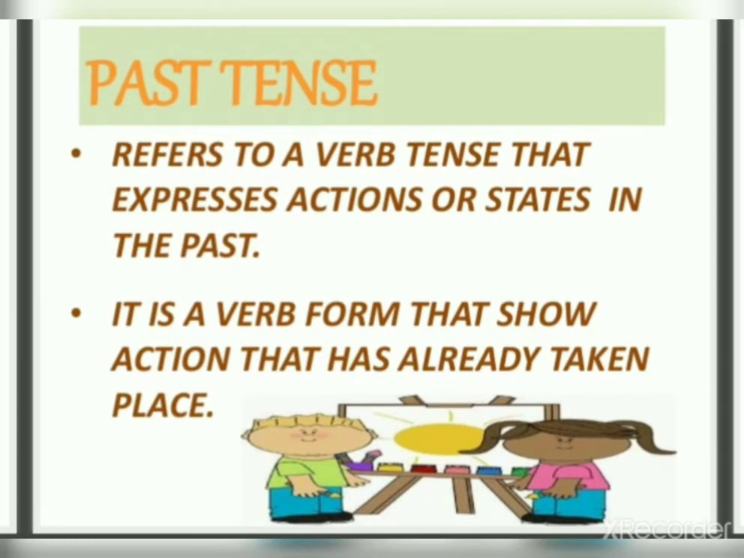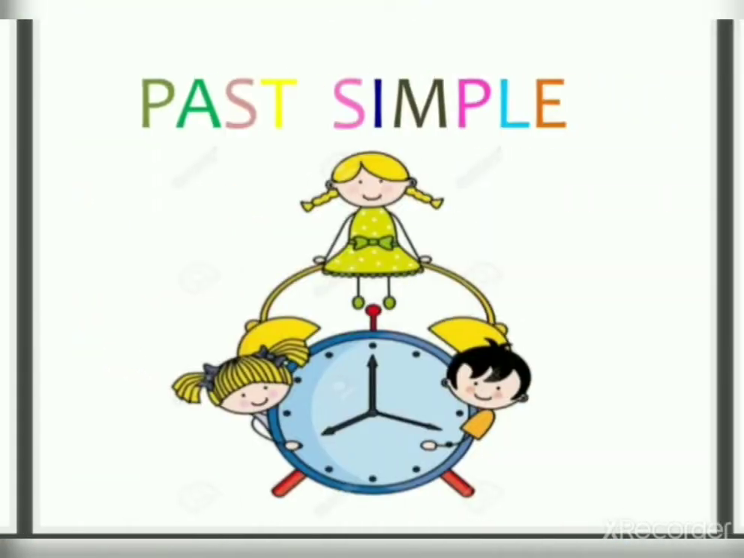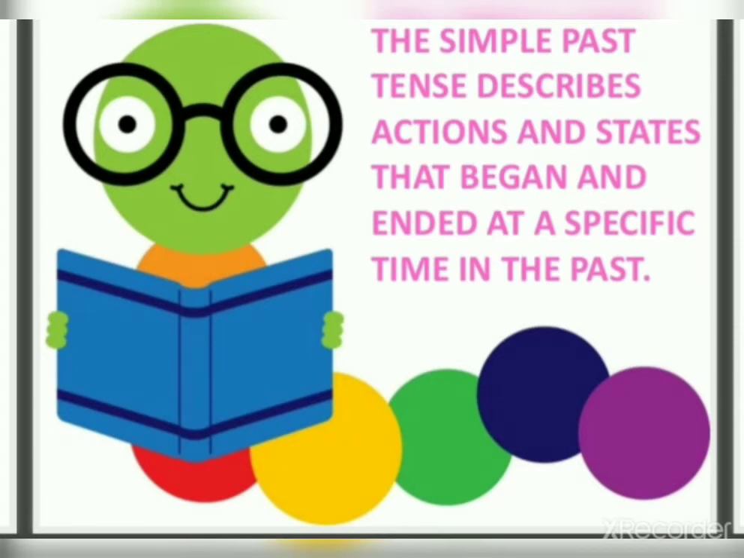Past tense actually refers to a verb tense that expresses actions or states in the past. It is a verb form that shows an action that has already taken place. It means to express past actions or states which had already taken place, we use past tense. Then simple past. Simple past tense describes actions and states that began and ended at a specific time in the past.